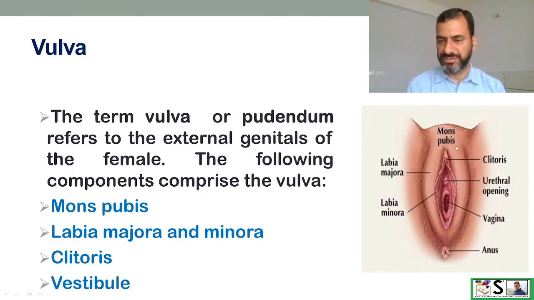You can check this picture. This is the mons pubis. These are the labia majora. These are labia minora, and this is clitoris, and this whole opening is known as vestibule, which contains some openings like urethral opening, vaginal opening, and openings of many glands that we will discuss in later part of this lecture.